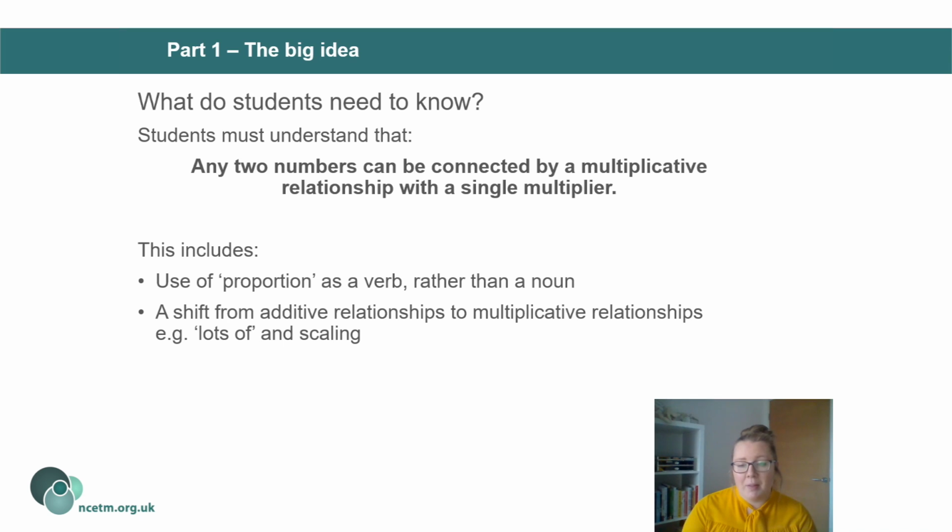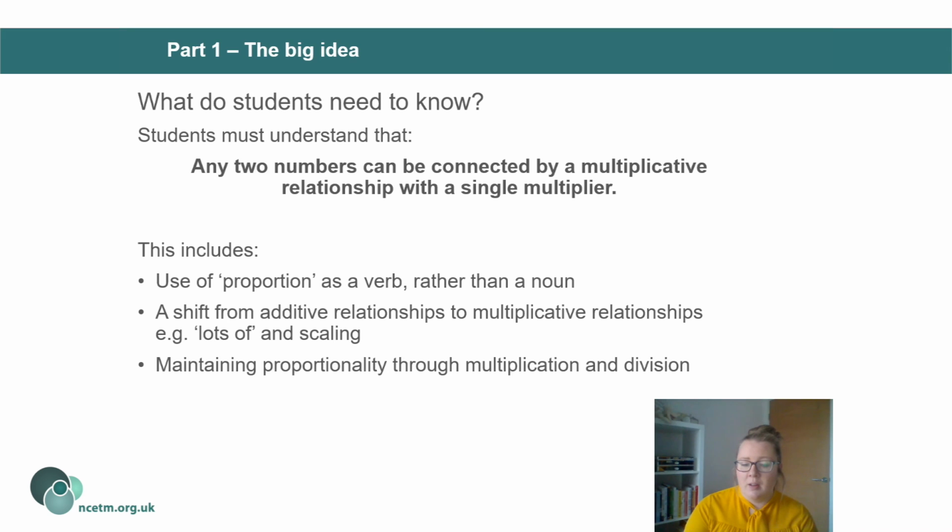We need to be thinking about the things they've learned in Key Stage 2, which include talking about things as lots of and with scaling. We also need to consider that those relationships need to be maintained through multiplication and division only. This can include using the unitary method and using multiplicative relationships to build upwards and downwards. What we do eventually want to do though is bring those multiple steps down to the use of one single, potentially fractional multiplier, and that's the hardest part of all of this.